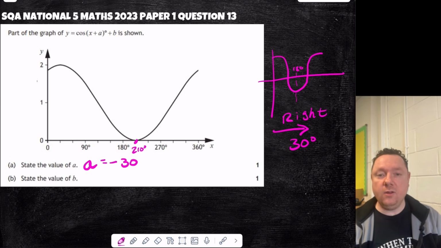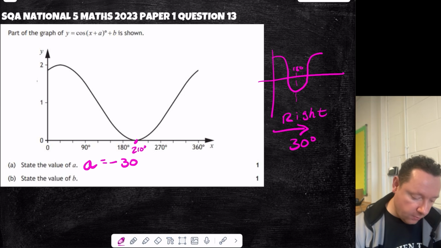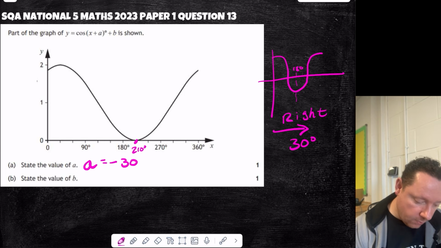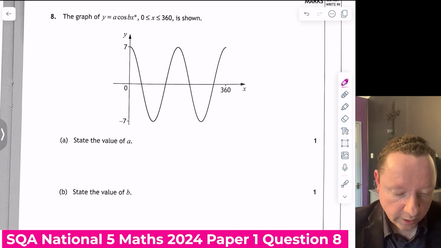Why is it minus 30? Because a minus shifts to the right and a positive shifts to the left. What's the value of B? Well, B is moving up or down. Our max and min is usually 1 and minus 1. The max of this is 2 and the min is 0. So 1 plus 1 is 2. So B is equal to 1. And we're done there.